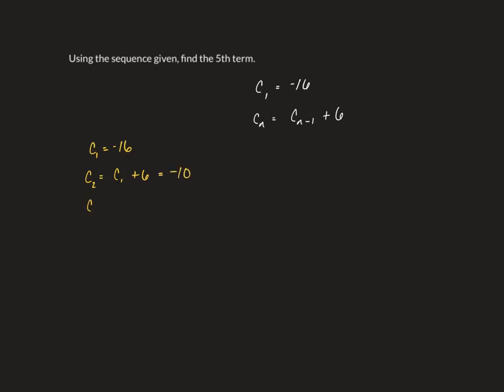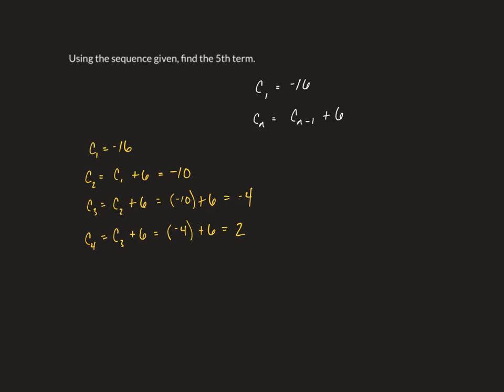Okay, now I need to find the third term, and that's going to be, if n is 3, then C of n minus 1 is C of 2. That plus 6 doesn't change. And negative 10 plus 6 is negative 4. All right, now I need to find the fourth term. That means I'm going to have to take the third term and add 6. I know that the third term is negative 4, which plus 6 is 2.